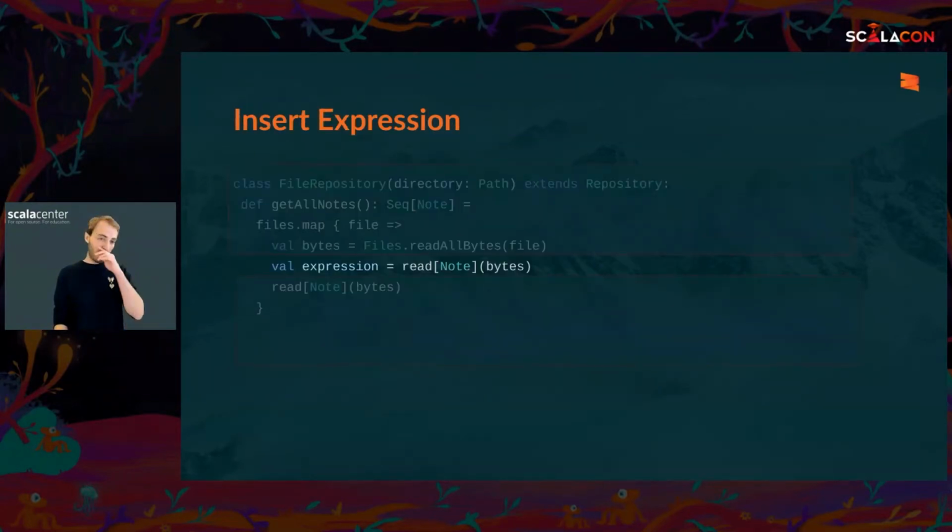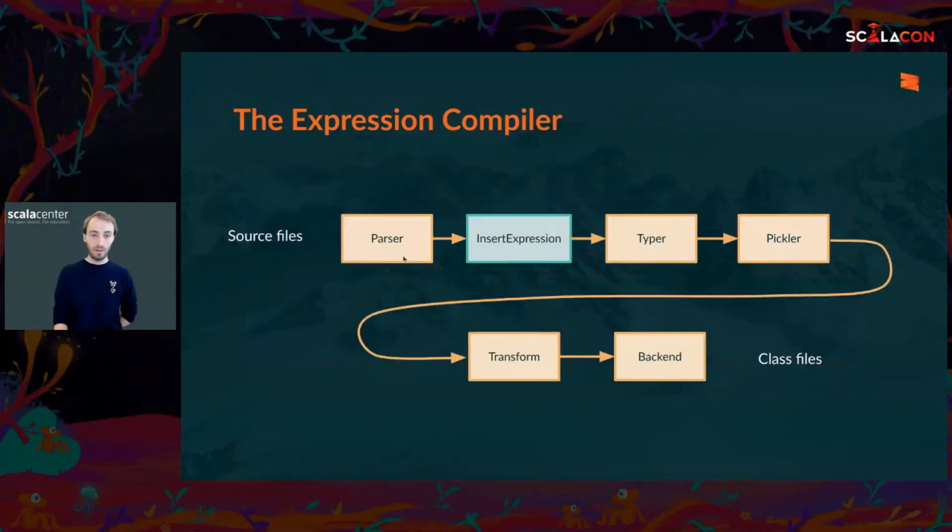Okay, so to evaluate the expression, we need to put the expression in its context. And here the context is some lambda in a method. So what we do is that we insert a valdef node in the tree, whose name is expression, and whose right-hand side is the expression that we want to evaluate. So this is the first phase we had to create for this new expression compiler that can compile expressions.